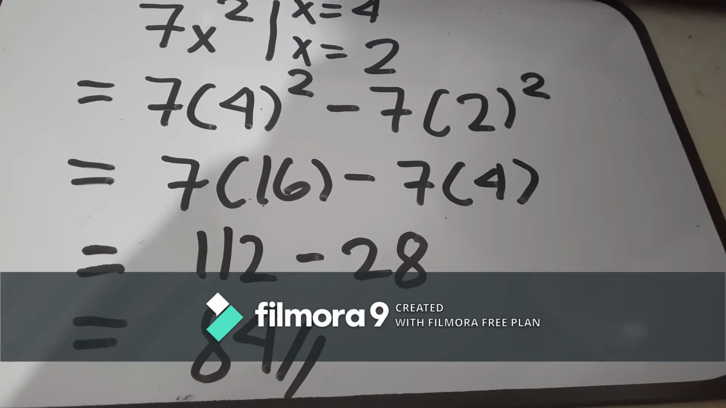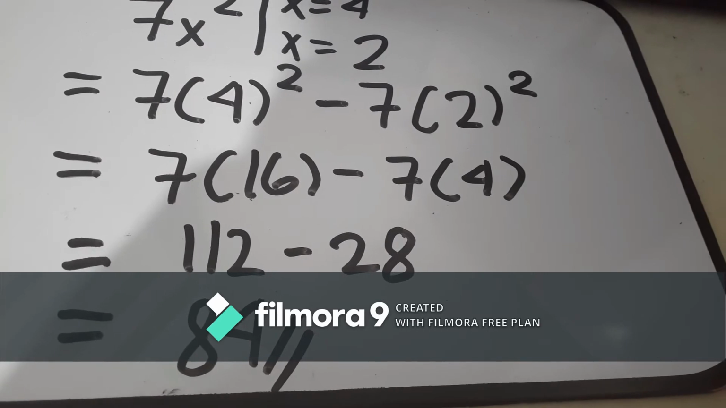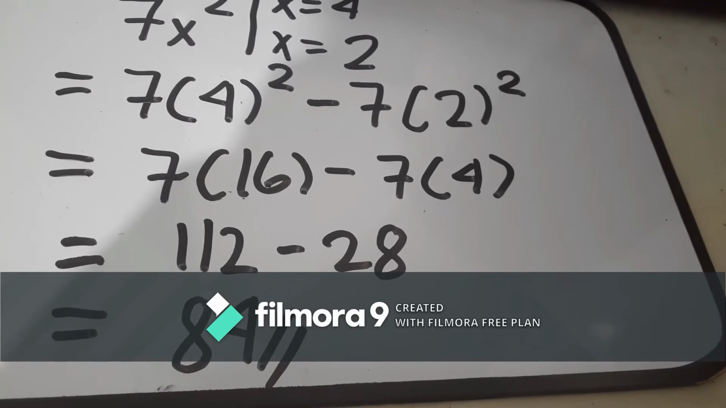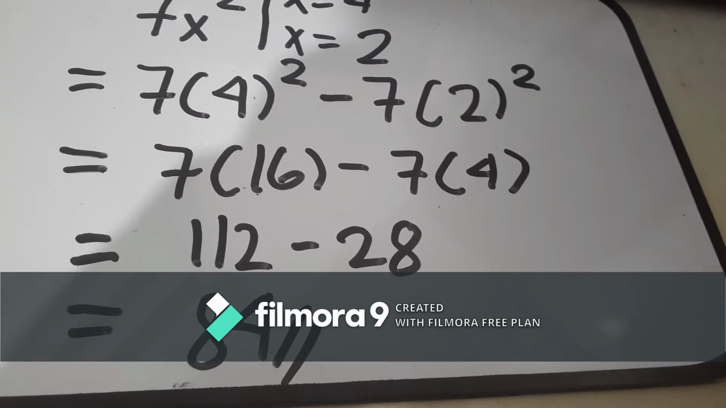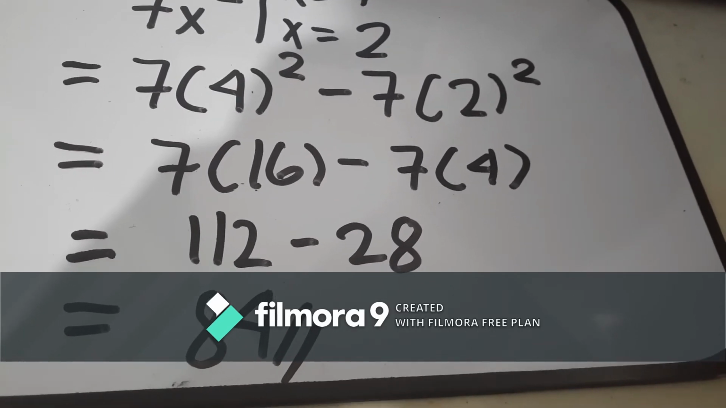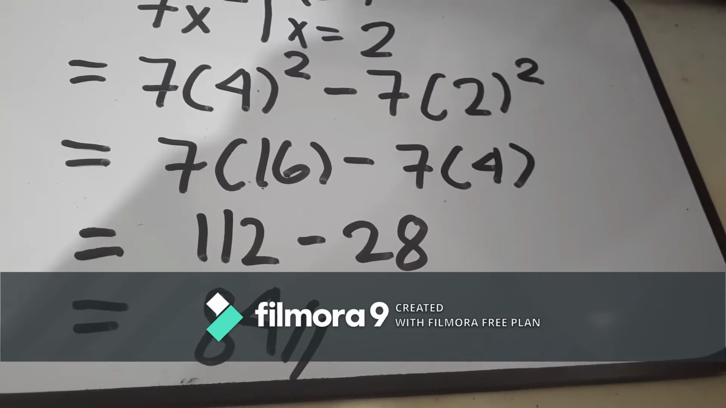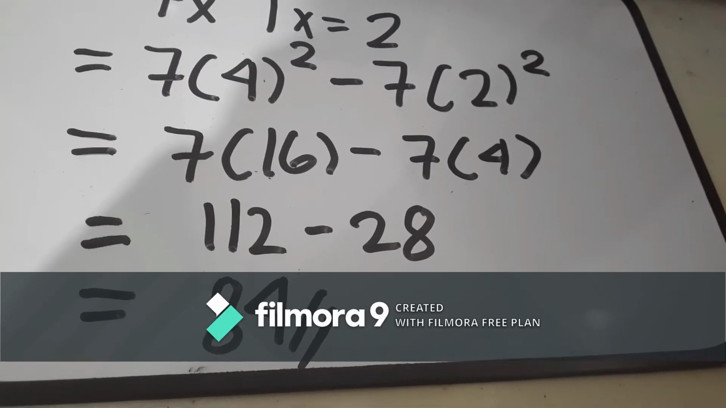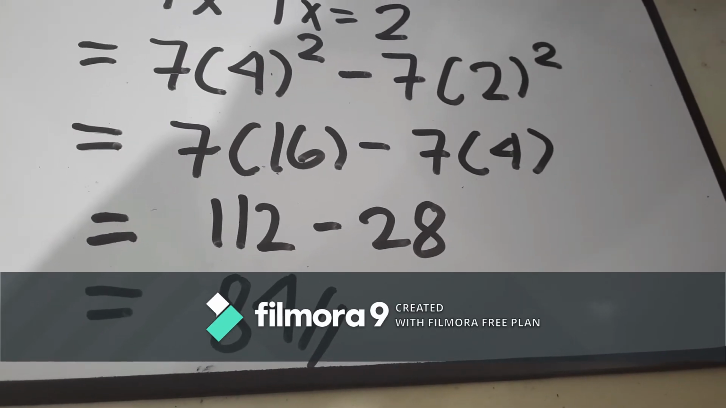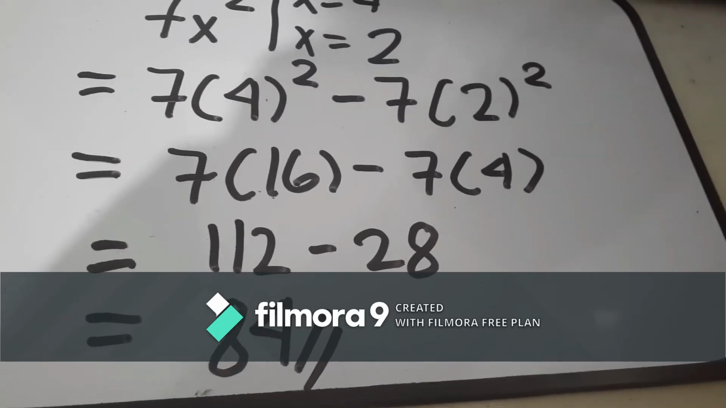We need to use the F(b) minus F(a) formula again to plug in our limits. That's why we have 7 times 4 squared minus 7 times 2 squared. And we all know 4 squared will become 16, and 2 squared will become 4. And 7 times 16 is 112, and 7 times 4 will become 28. And 112 minus 28, our final answer is 84.